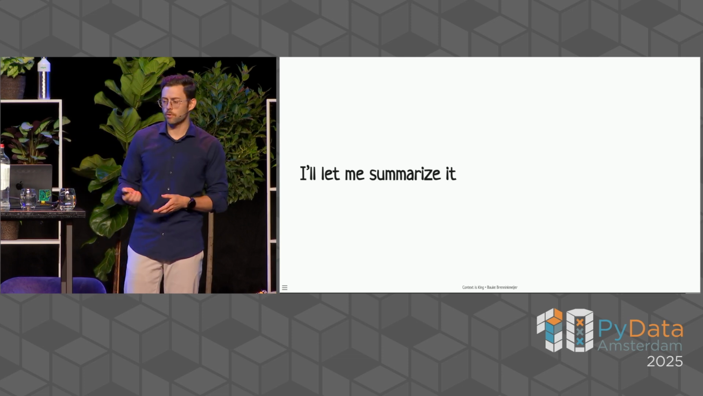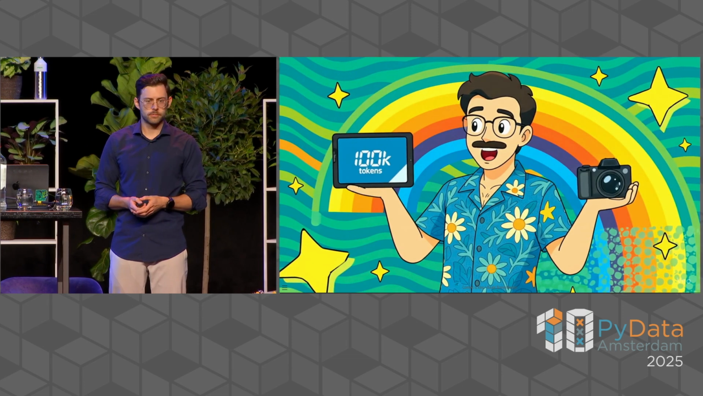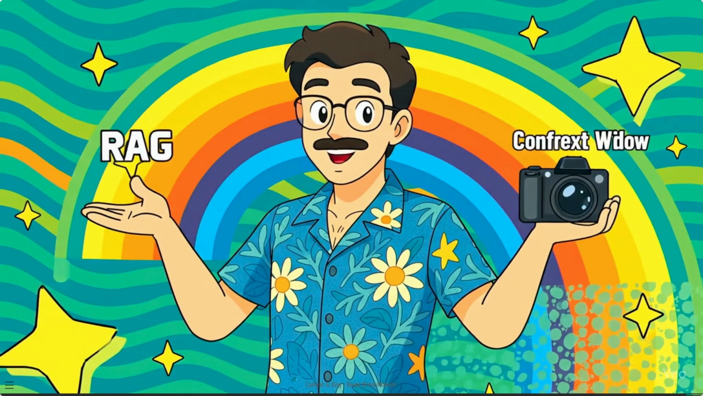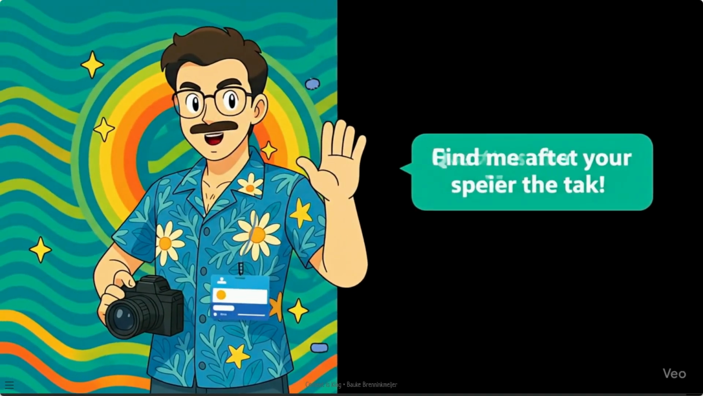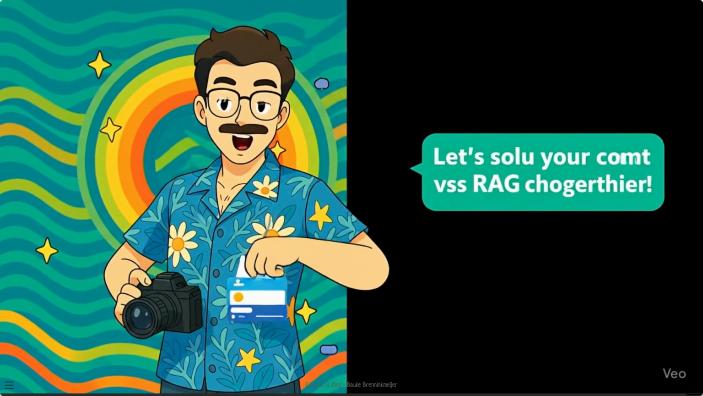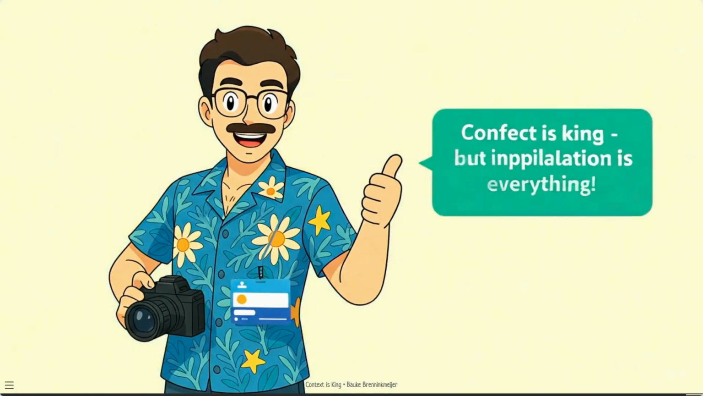So let me summarize it. RAG might be overkill. Is your domain under 100K tokens? Try context only for small domains first. Skip the complexity. Context is king. Questions about your specific use case? Find me after the talk. Let's solve your context versus RAG challenge together. Context is king, but implementation is everything.